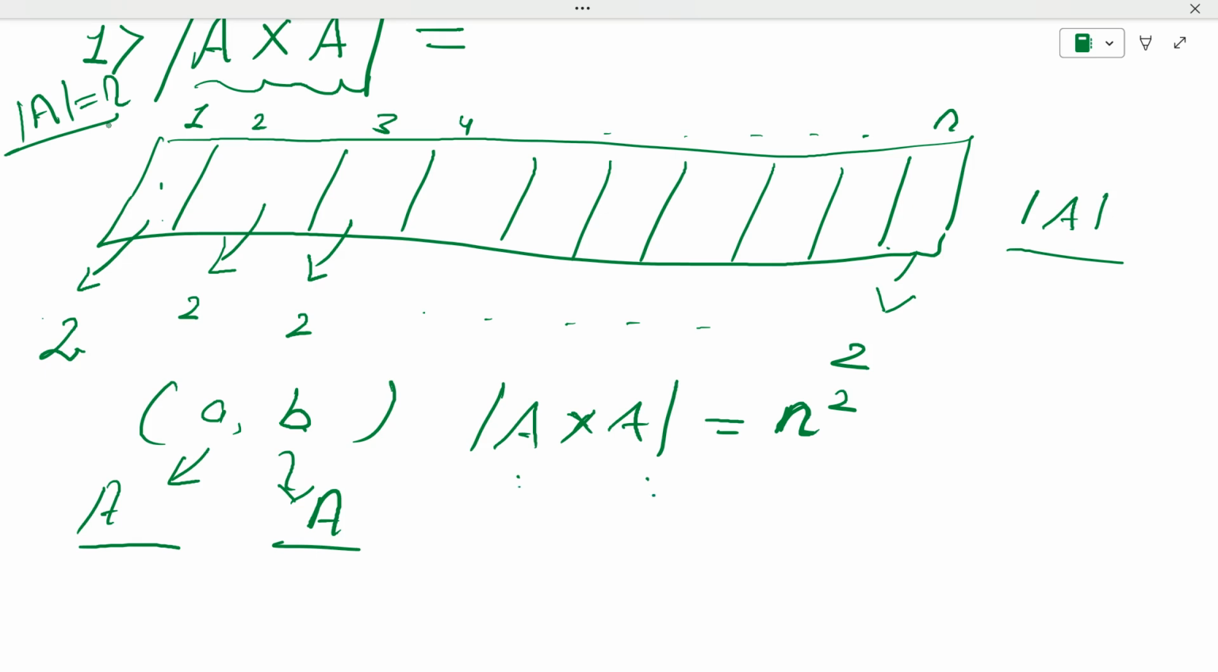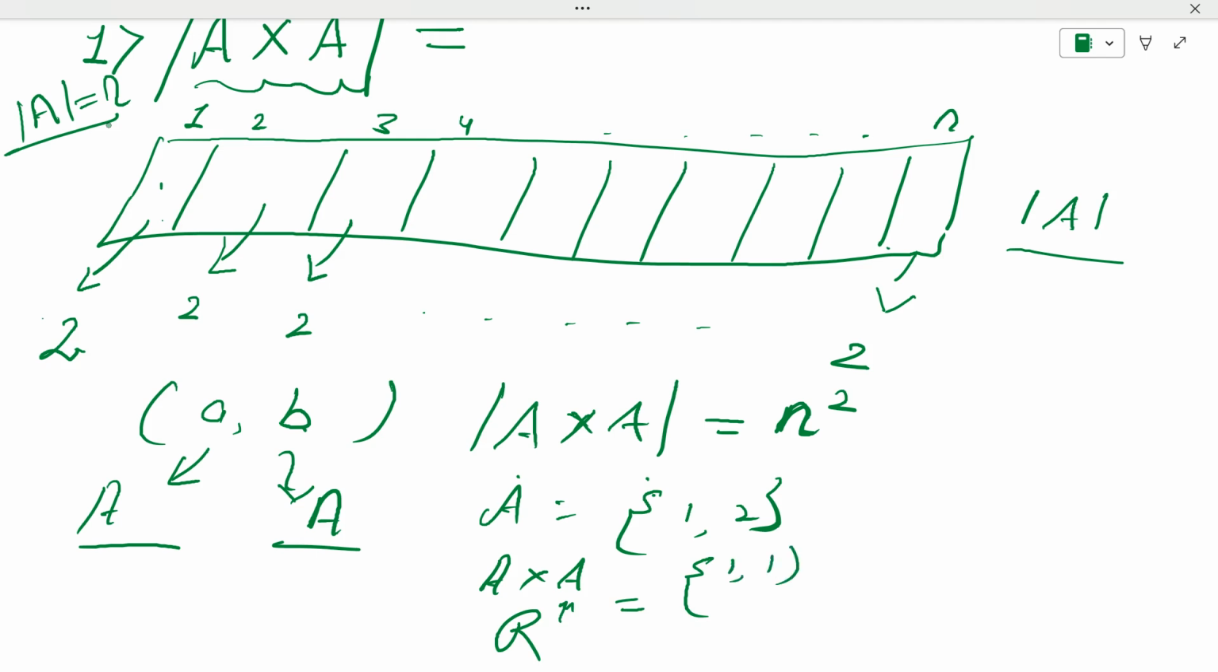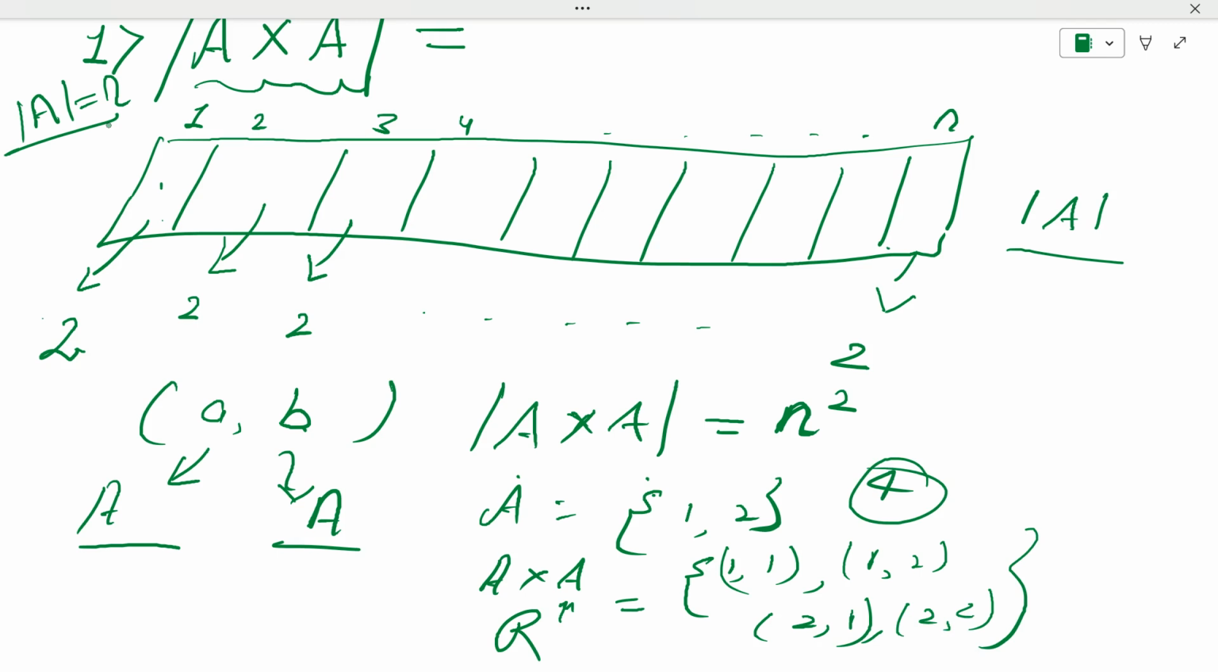Like if we have elements in A like 1, 2, and we are doing A cross A, or making a relation on A cross A, the total number of elements present in A cross A will be (1,1), (1,2), (2,1), and (2,2), like that. So all together it is 4, right? So that is why A cross A has n square elements.